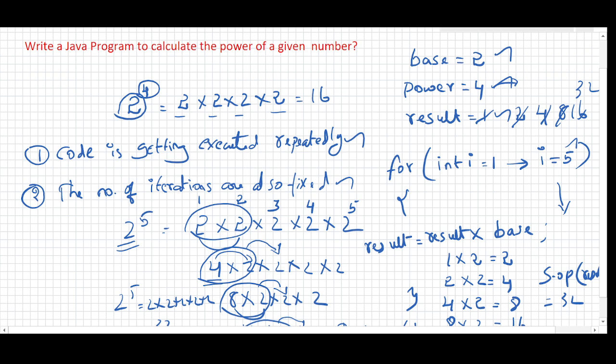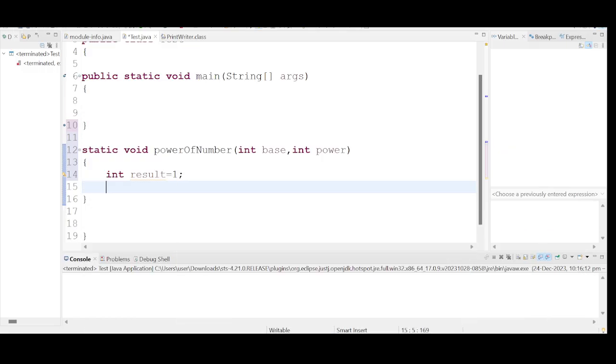So again, whenever you are trying to find the logic for a given problem, if the code is getting executed repeatedly, and if you also find the number of iterations are fixed, then you can blindly use the for loop. So I'm going to use a for loop for integer i equal to 1, because the iteration starts from 1, and i is less than or equal to power. Here power defines how many times I need to iterate this for loop. If the value of power is 5, then this for loop gets executed 5 times, from 1 to 5.